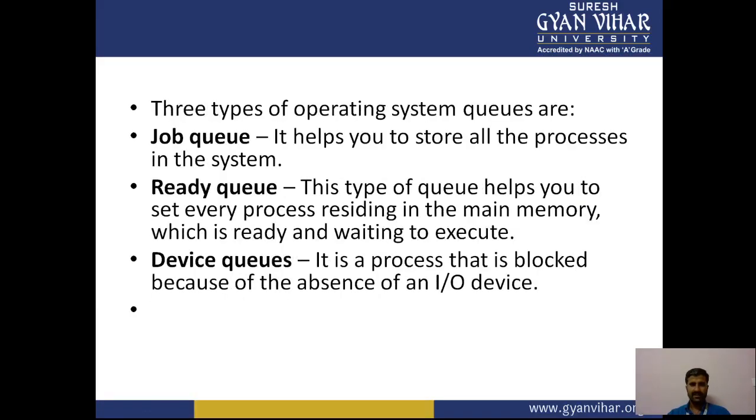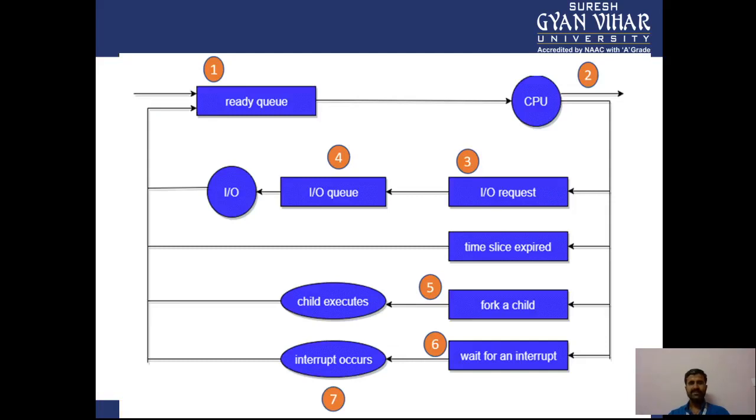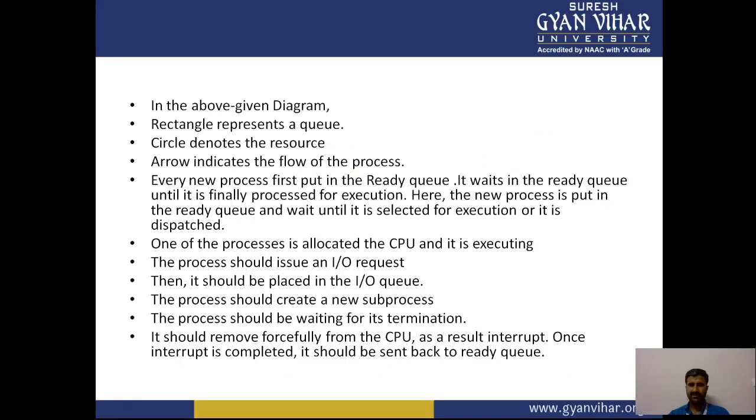Now you see in this diagram: the first point is the ready queue, then CPU, IO input output request, IO queue, time slice expired, then the fifth one is fork a child and the child executes, and wait for the interrupt, and the seventh one is the interrupt occurs. In the above diagram, rectangles represent the queues, circles denote the resources, and arrows indicate the flow of the process. Every new process is first put in the ready queue, and it waits there. One of the processes is allocated to the CPU for execution.